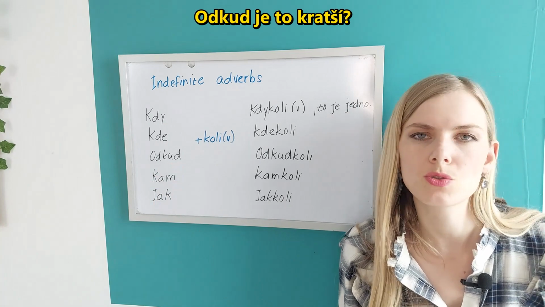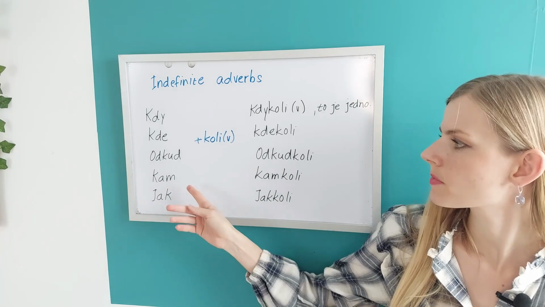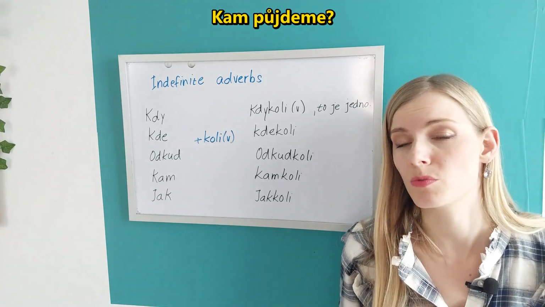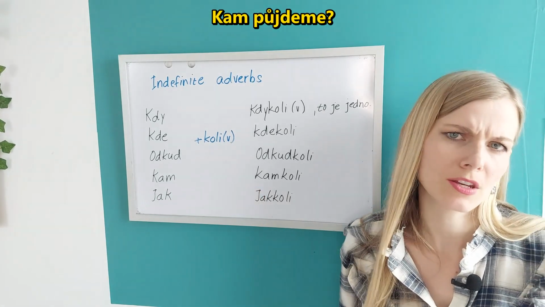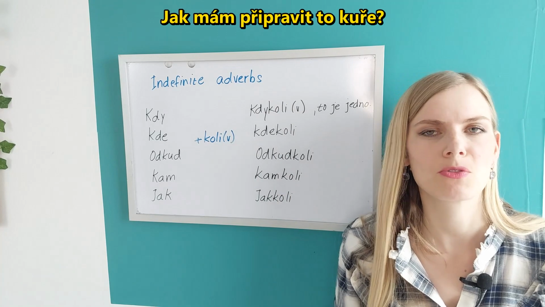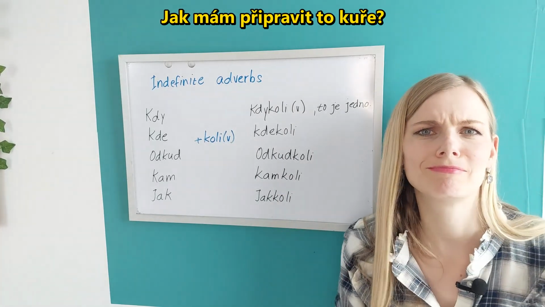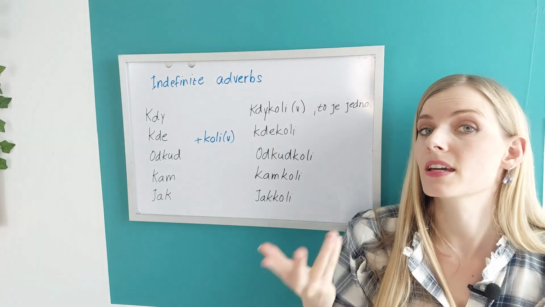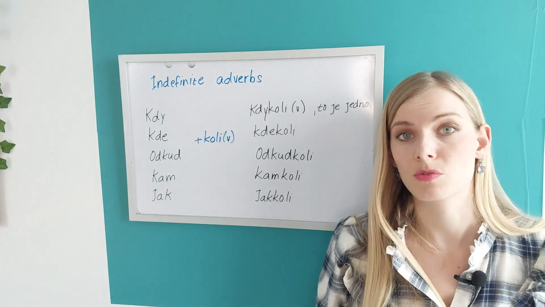Odkud je to kratší? From where is it shorter? Odkudkoliv, to je jedno. Kam půjdeme? Where are we going? Or where will we go? Kamkoliv, to je jedno. Kamkoliv. Jak mám připravit to kuře? How should I prepare the chicken? Jakkoliv, to je jedno. And like I said, the adverbs don't change. These are the only forms that you will see.